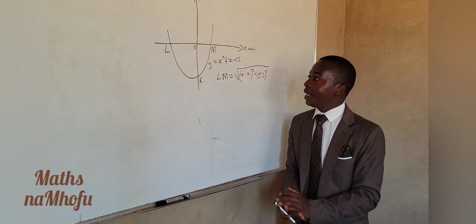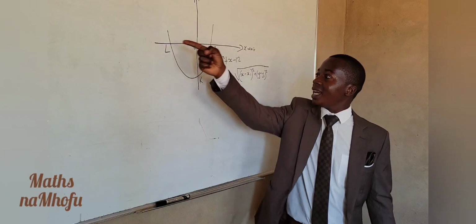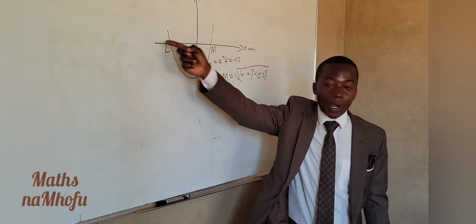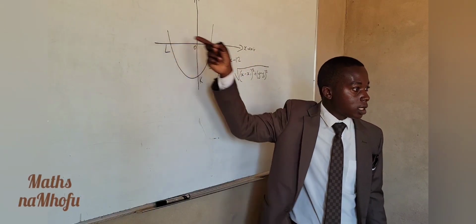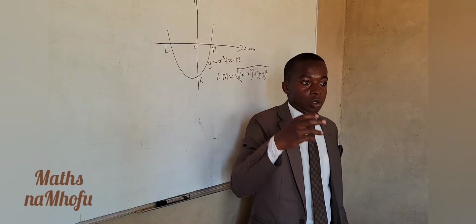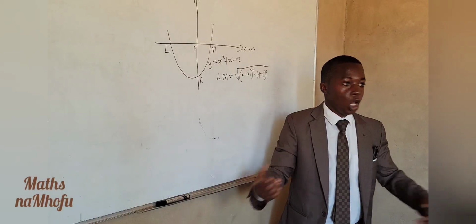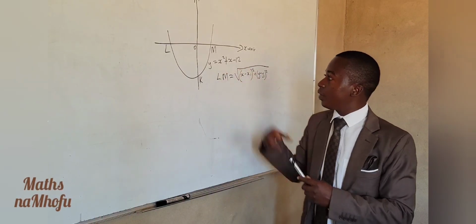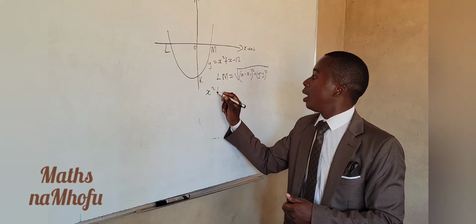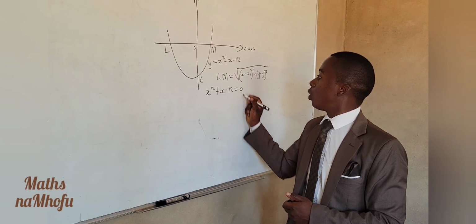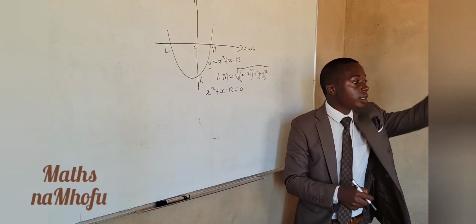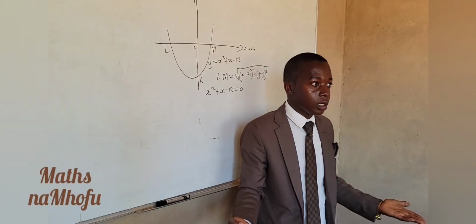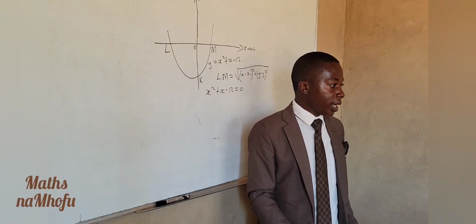And how do we do that? We are told that this is the x-axis, right? So what is the value of y on the x-axis? Y will be 0 altogether. So we are just going to equate this to 0, since this is the value of y. So x squared plus x minus 12 equals 0. We want to find the values of x. When you get the values of x, the value of y we already know, right? Y is 0. Are we together?